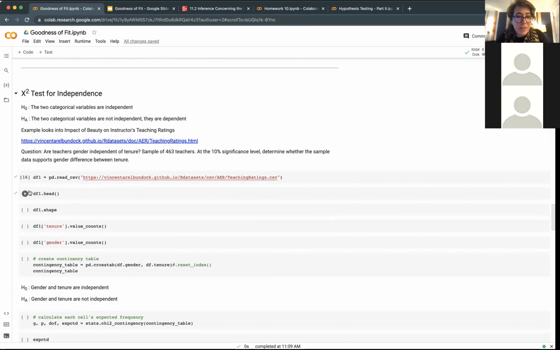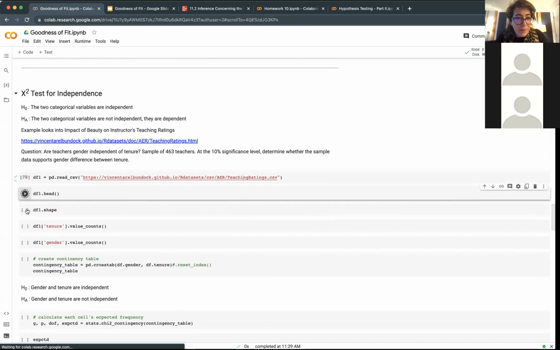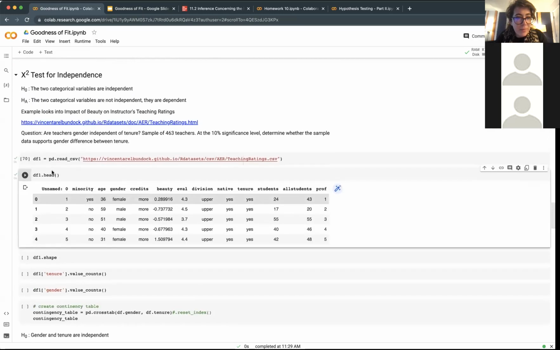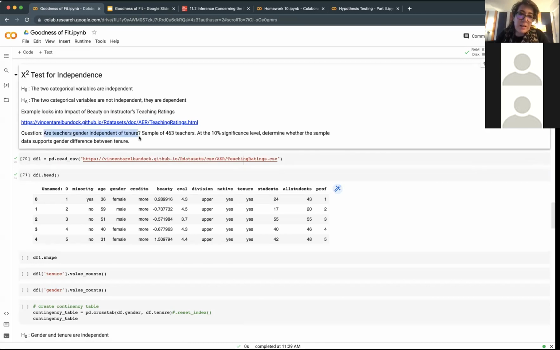So in this case, we're trying to test for independence between, this is something for teacher ratings, looking into the impact of beauty on instructors' ratings. I just got some interesting data. Let's think, does the gender of a teacher, is this independent of whether the teacher will receive tenure or not? So this is a sample of 463 teachers, and this is just some context at a 10% significance level. Let's determine whether there's a difference between teachers who reach tenure based off of their gender. So we will look into that.